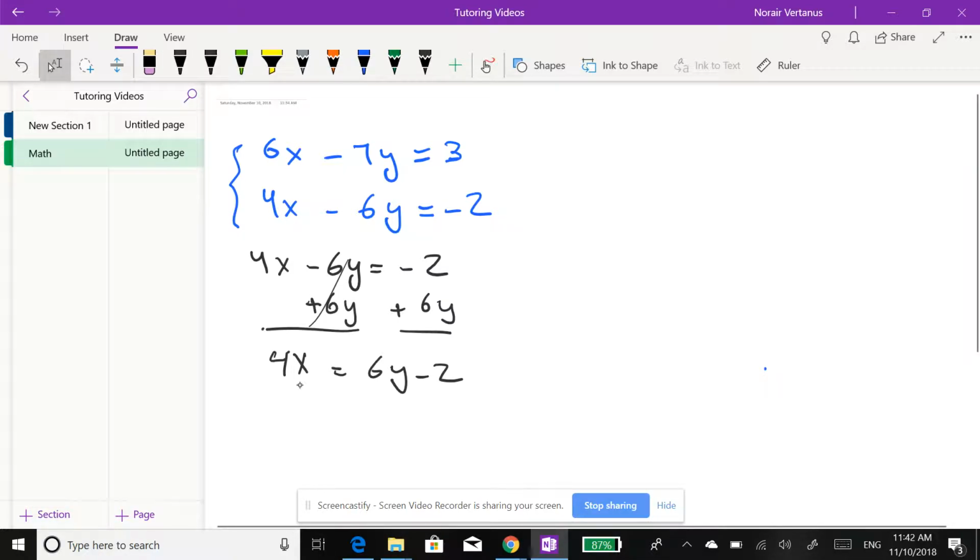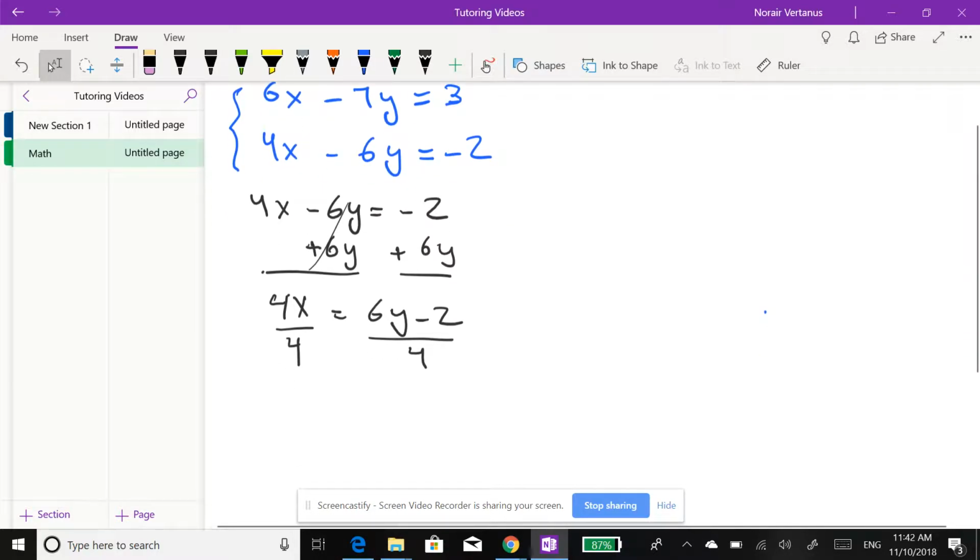And to solve for x, there's 4 times x to get rid of. So to get rid of this 4, I need to divide both sides by 4. That means each one of those terms is divided by 4. I'm going to simplify right now. 4 and 4 cancel. So x is equal to 6y over 4 minus 2 over 4.